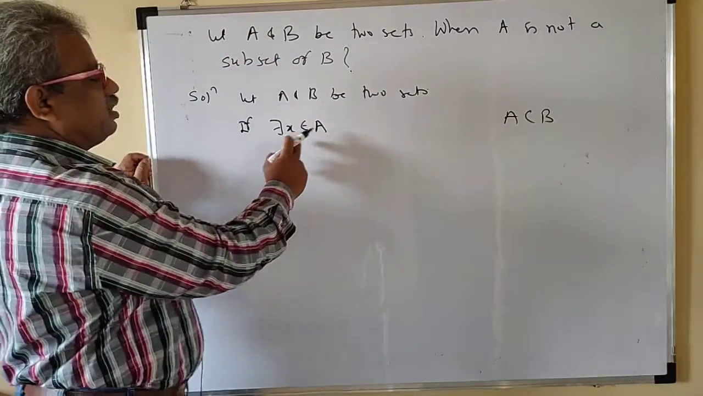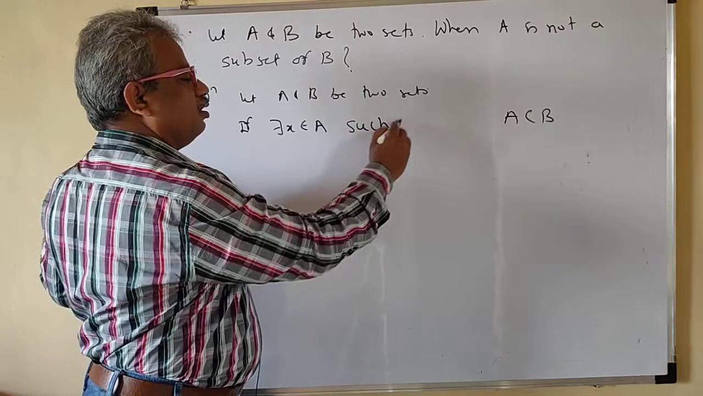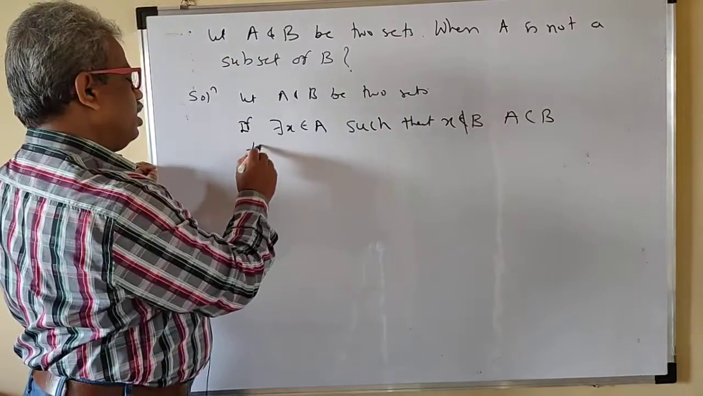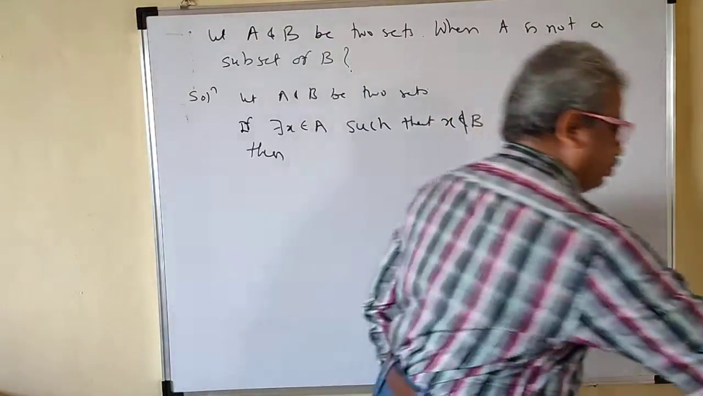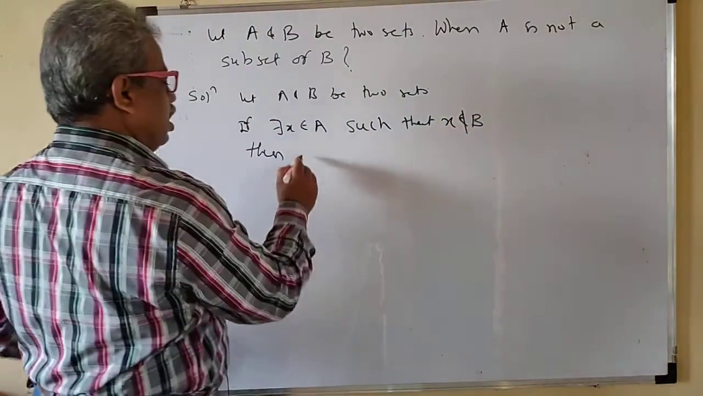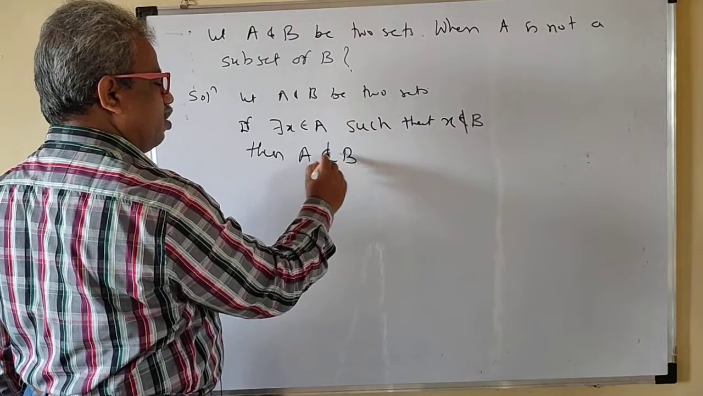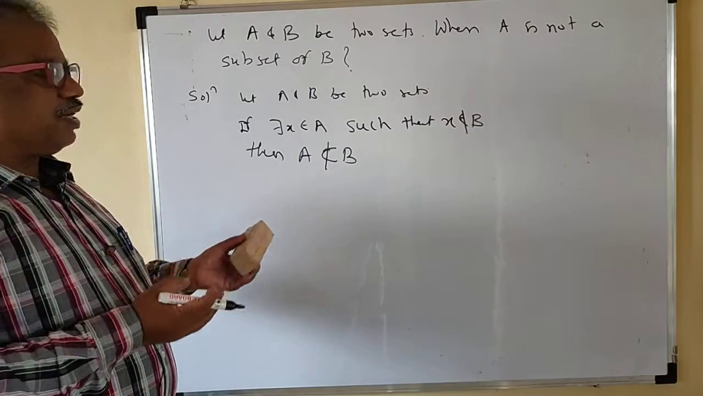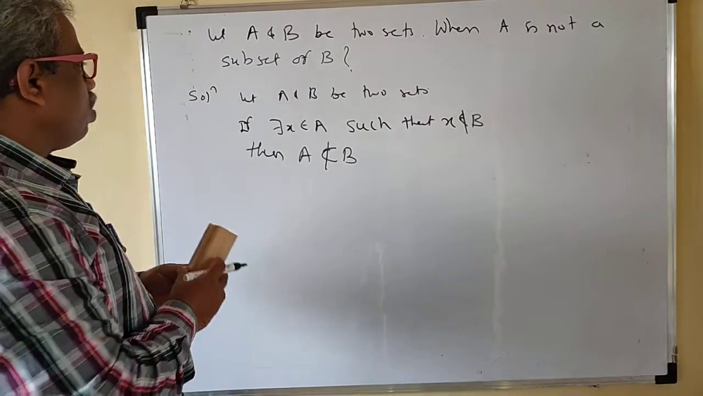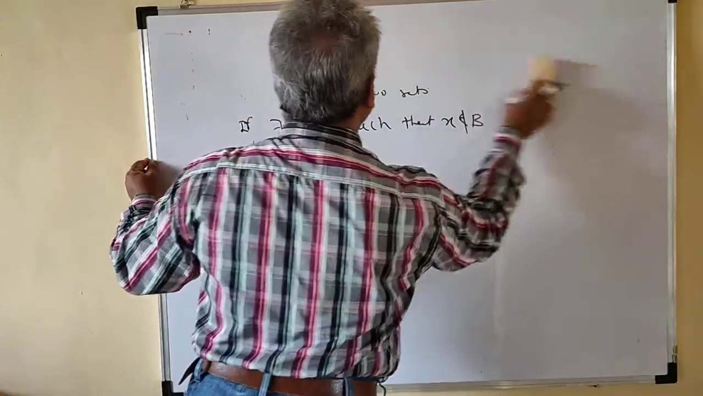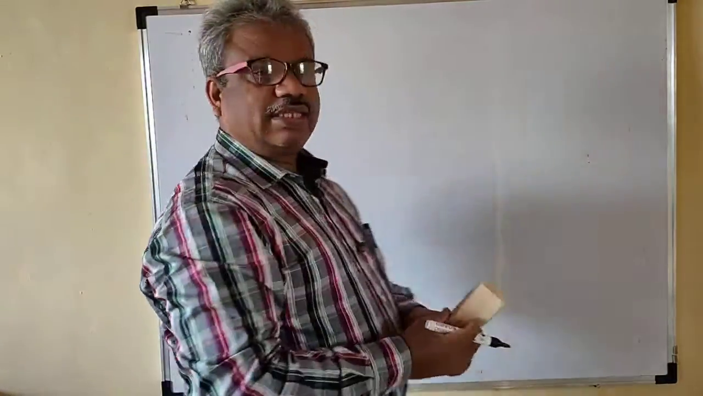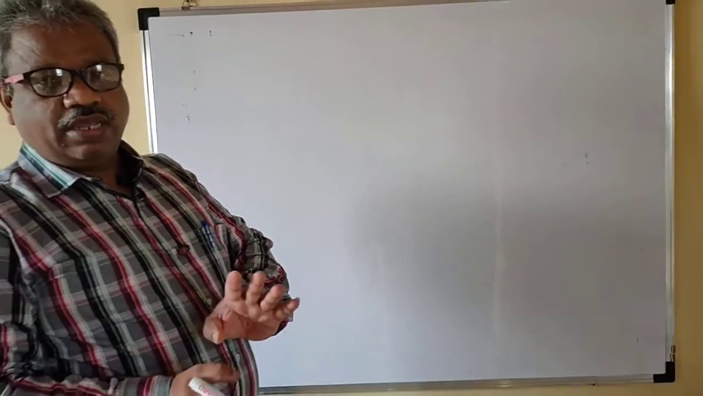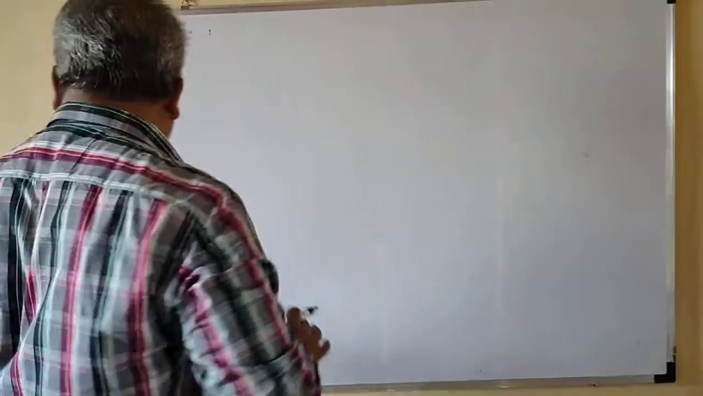That means if there exists x belongs to A such that x does not belong to B, then A is not a subset of B. So just with the help of the definition of subset, we have solved this problem. Okay, so this solution is complete, right? There exists at least one element in A which is not in B. That means A is not a subset of B.